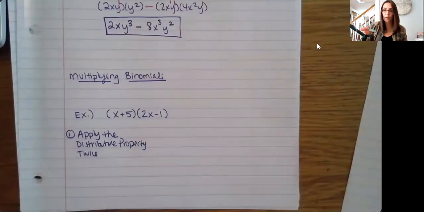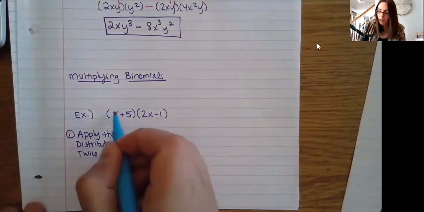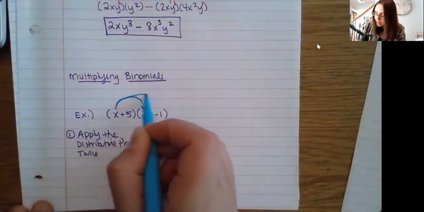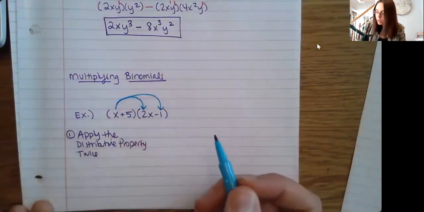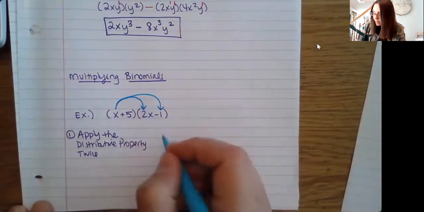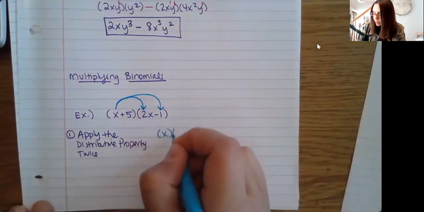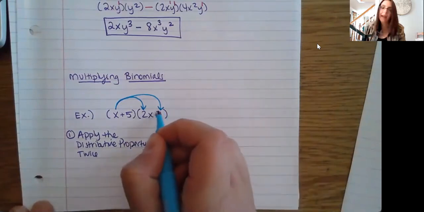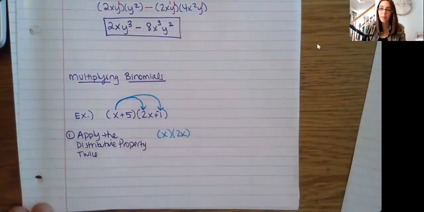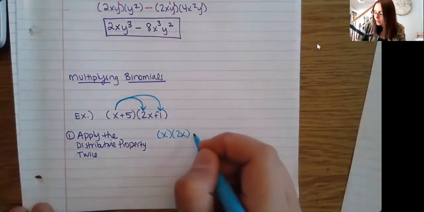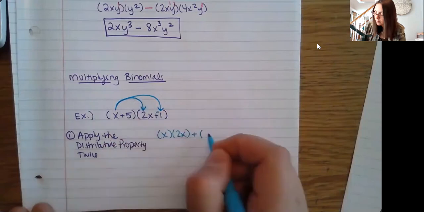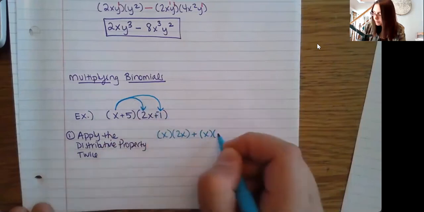I'm going to try to use two different colors here just so you can see how it works. So I'm going to start with the first term, and I'm going to distribute it to both parts in the next polynomial. So again, I'm going to write this out. It's going to be x times 2x. And then I actually am going to use my adding a negative here. I just think it's going to be a little bit easier where this is more complicated. And then my next group, I'm going to add that to x times -1.